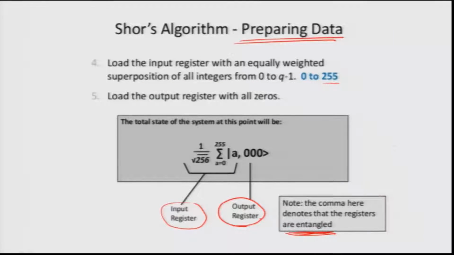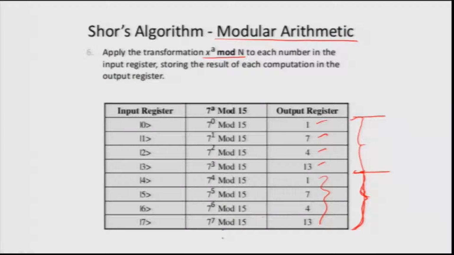So, here is once more the idea of preparing the data which we focused on today, where we loaded the input register with an equally weighted superposition of all the integers from 0 to q minus 1, with the value of q that we had chosen. The number had better be a large number, otherwise it will be difficult to get the proper period. The total system at that point is then utilized as an entangled set of the input register and the output register. We apply the transformation x to the power a mod N to each member of the input register. This is the quantum approach, and we store the result of each computation in the output register.